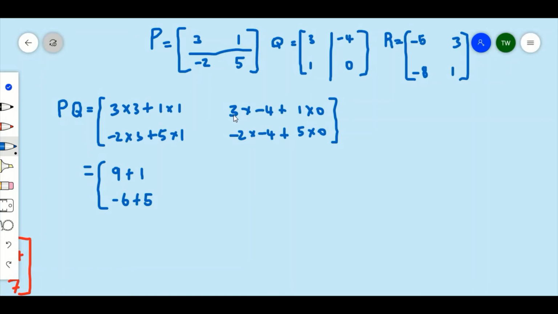Now we're going to multiply 3 times negative 4, which is going to give us negative 12, plus 1 times 0, that's going to give us 0. Negative 2 times negative 4, that's going to give us a positive 8. Plus 5 times 0, that's a 0.